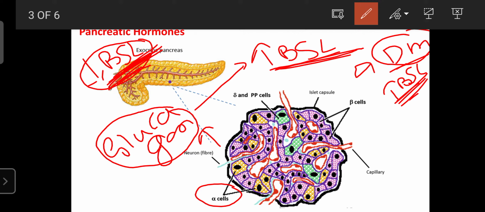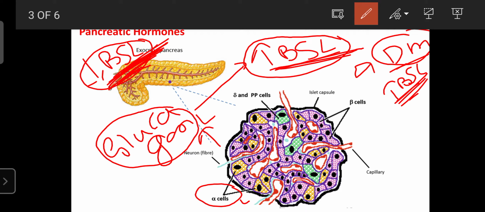Automatically, that is detected by our brain or the chemoreceptors in our blood. They are involved in the secretion of glucagon from the alpha cells. The released glucagon is responsible for increasing the blood sugar. It means glucagon release also depends upon the plasma sugar level or blood sugar level.